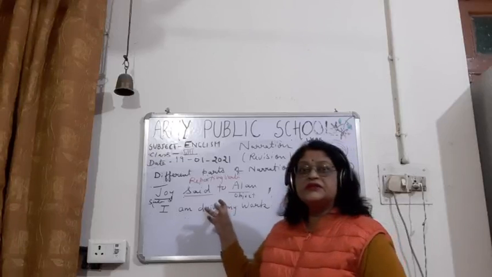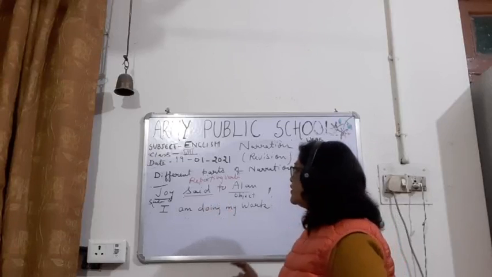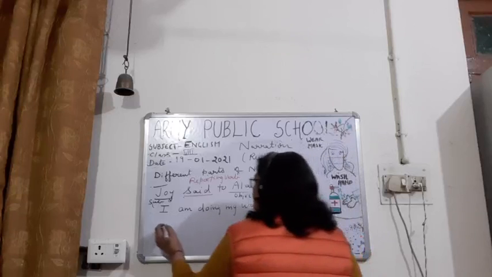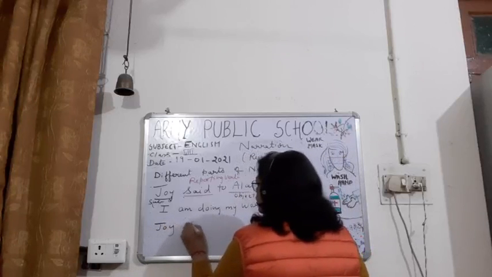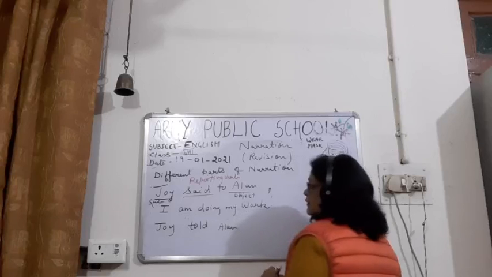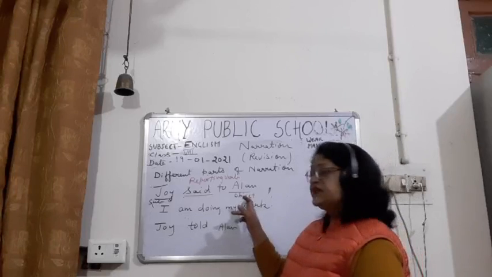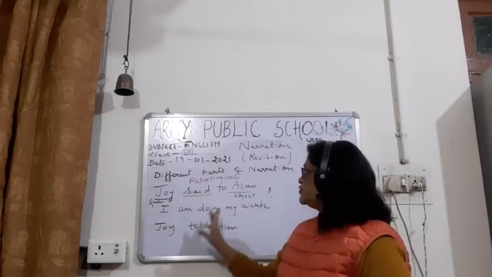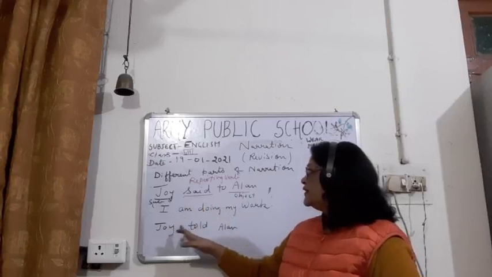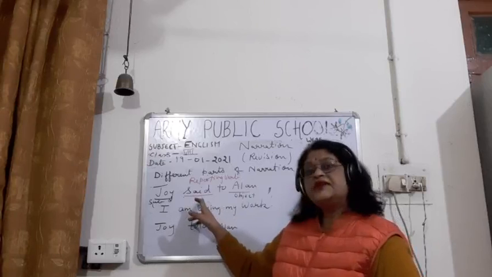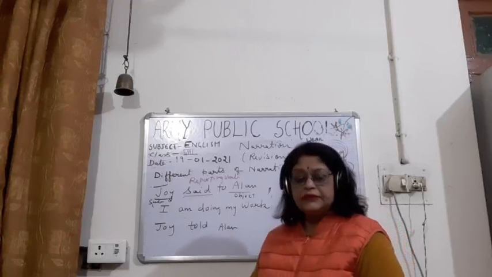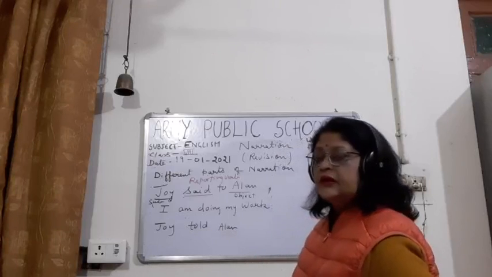Now, if an object is there in the reporting part, then said to will be changed into told. Joy told, you don't have to write to. Joy told Ellen. So if an object is there in the reporting part, said to will be changed into told. If it would have been say here, then Joy tells Ellen. And if it is will say here, then Joy will tell Ellen. So these will be the major changes.